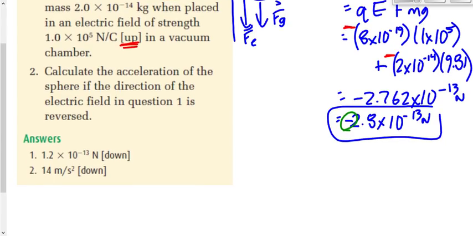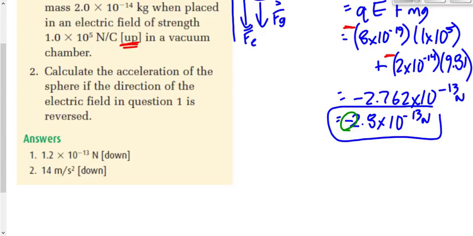They had 1.2 times 10 to the negative 13. Anybody get that first, 1.2? Yes? So I suspect if you got 1.2, I'm pretty sure that you made the electric force upward, and positive and negative for the force of gravity. Okay, so be careful of that. Just because a field is upward doesn't mean a force is. If it's a negative particle, it's opposite.